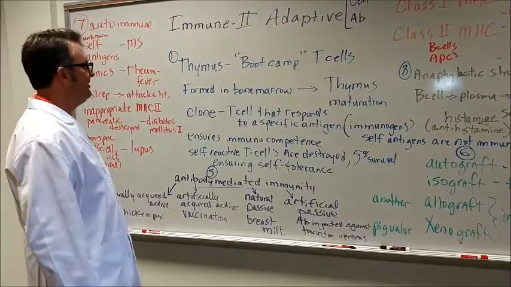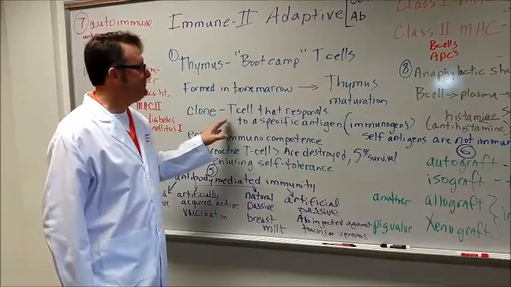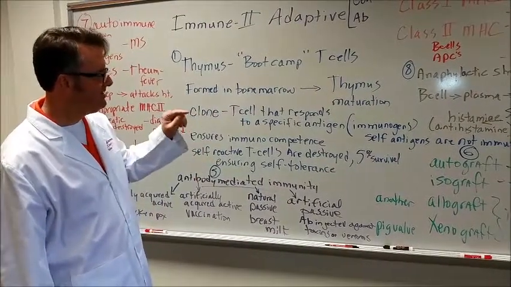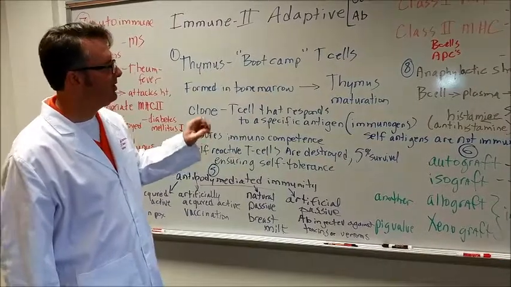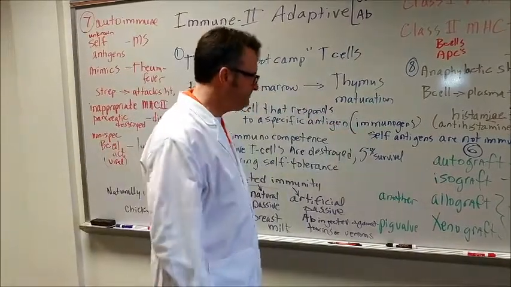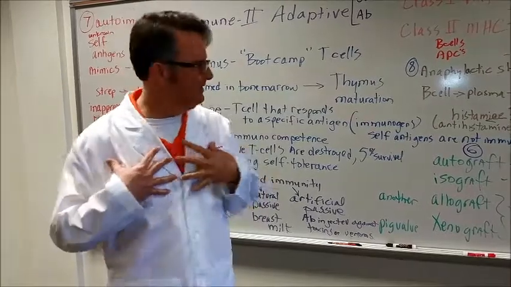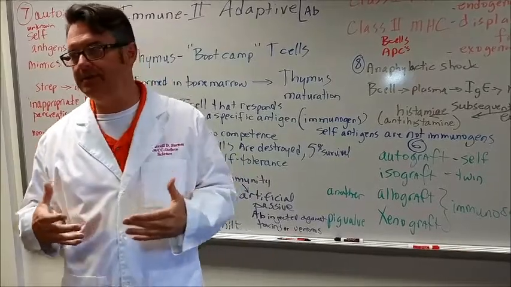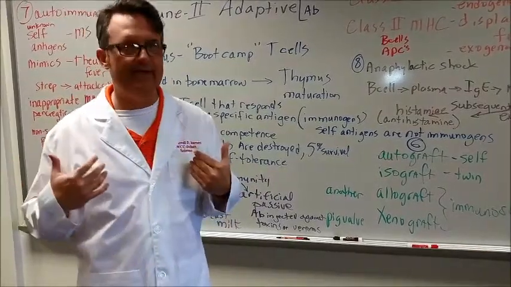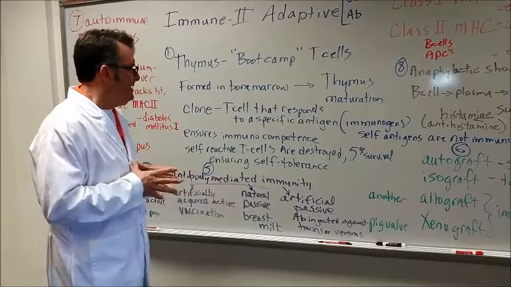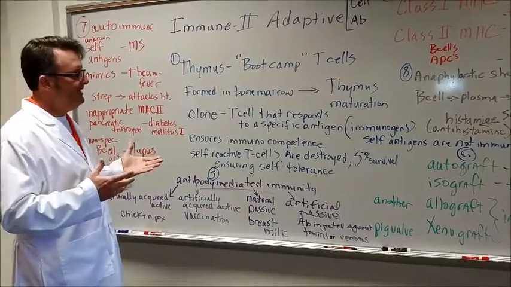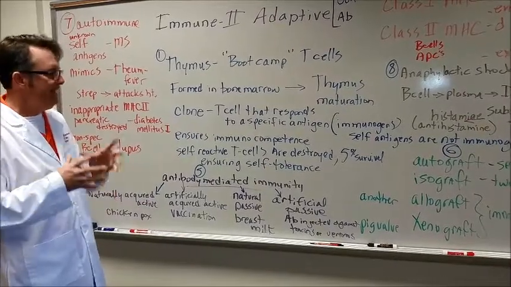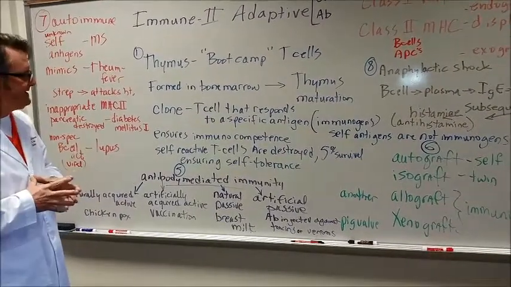Clones are formed. Clones are cells that respond specifically to a specific antigen, and those antigenic markers are called immunogens. In our bodies, typically self-antigens, our body is not an immunogen. In other words, our body usually doesn't trigger to attack us. The whole point of this boot camp for the T cells is to ensure immunocompetence. This is amazing to me.